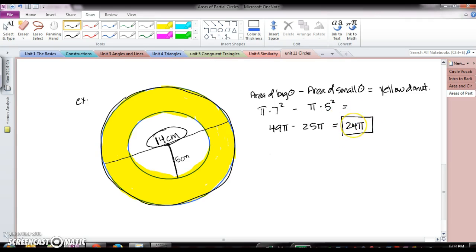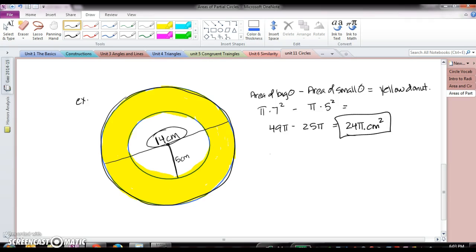And, you know, you can leave it that way. Whoops, I need a unit there. Sorry about that. Centimeters squared. You can leave it this way, or if you choose, you can go ahead and multiply 24 times pi on the calculator, turn the whole thing into a decimal. It's completely up to you. And really, it's up to the directions, so just make sure you follow directions.